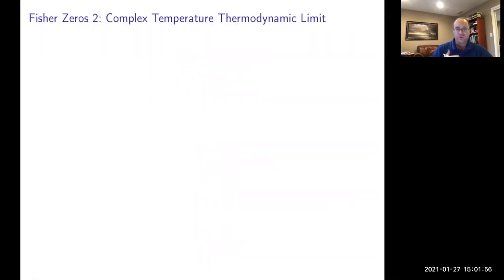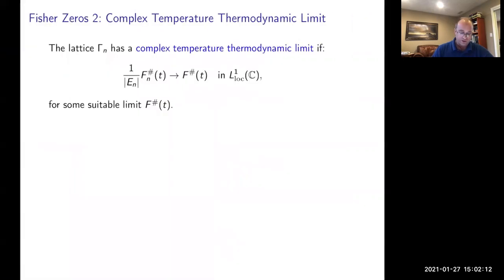And so the first thermodynamic limit you could think to take is just set h equal to 0, try to take the thermodynamic limit in the complex T plane. I'm going to call this, it's not standard terminology, the complex temperature thermodynamic limit. And as Pavel mentioned, you really need to normalize by the degree of your polynomial when you try to take a limit.